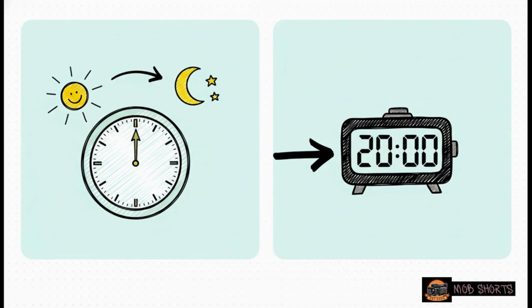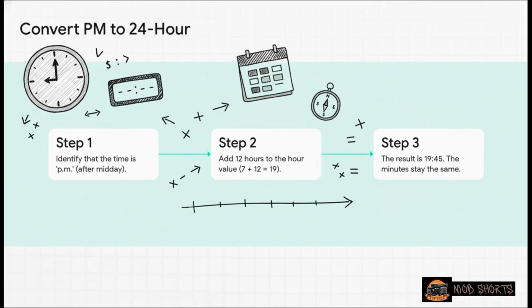The great thing about the 24-hour clock? No confusion. If you see 20:00, you know for sure it's 8 o'clock at night. No AM or PM to worry about. So how do we actually switch from one to the other? It's super easy, honestly. If you've got a PM time, all you have to do is add 12 to the hour part. That's it. So take 7:45 PM, you just take the 7, add 12, and what do you get? 19. The minutes, they don't change. So 7:45 PM just becomes 19:45.